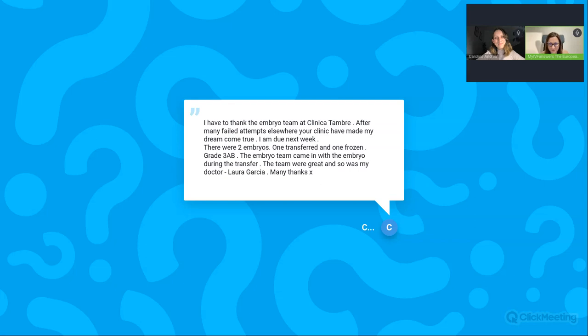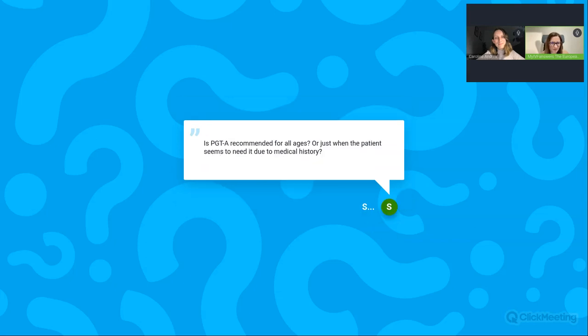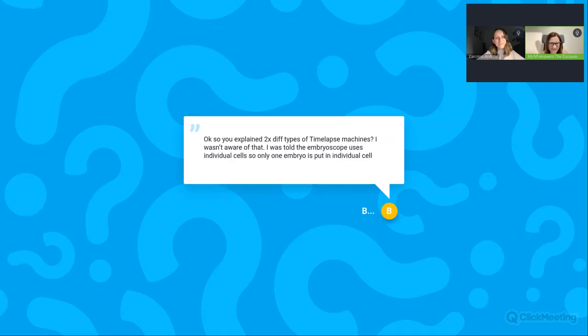And there are two more questions, and we will be finishing. Sorry, we already answered that one, so this is the one. So you explained two different types of time-lapse machine. I wasn't aware of that. I was told the Embryoscope uses individual cells, so only one embryo is put in each individual cell. Yeah, maybe it's the device used for the culture, but in the Gerri they're also separated.